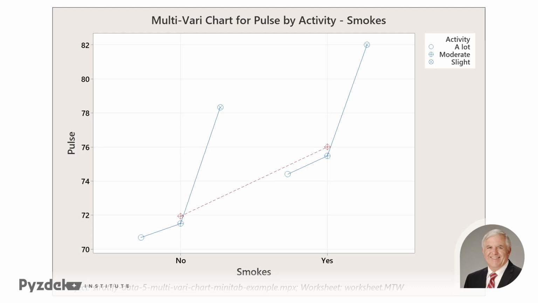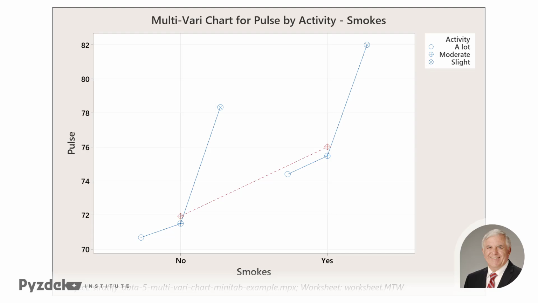So what Minitab's doing is partitioning the group of subjects into these two groups before it looks at the activity levels. So for the people who don't smoke, a lot of activity is represented by an open circle. Moderate amount is represented by a circle with a cross through it. And a slight amount of activity is represented by a circle with an X through it.